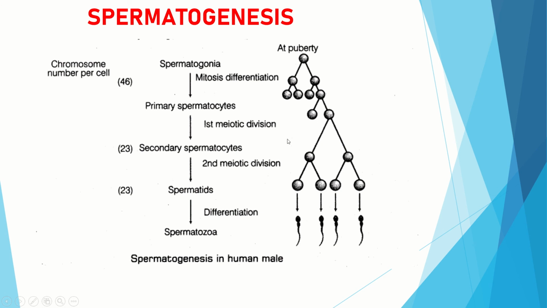So these are the steps of spermatogenesis. Spermatogonia, then the primary spermatocyte, each with 46 chromosomes. It undergoes the first meiotic cell division and forms the 23-chromosome haploid secondary spermatocyte. Again it undergoes the second meiotic division, forming the spermatid with the haploid number of chromosomes. The spermatid differentiates into a sperm-like structure, called spermatozoa or sperm, and this process is called spermiogenesis.